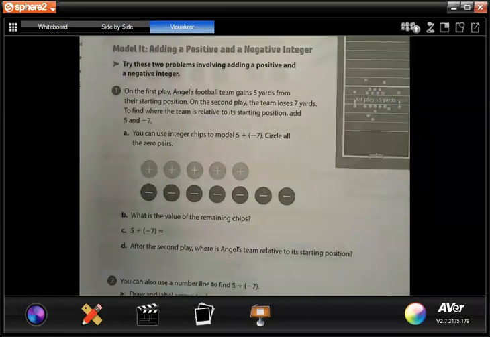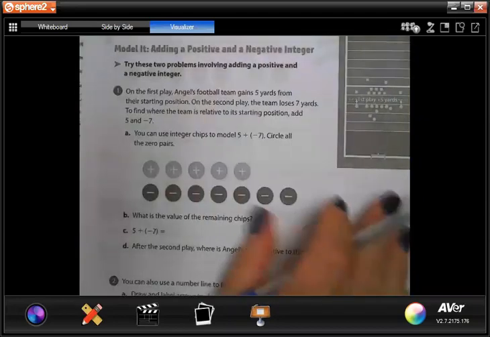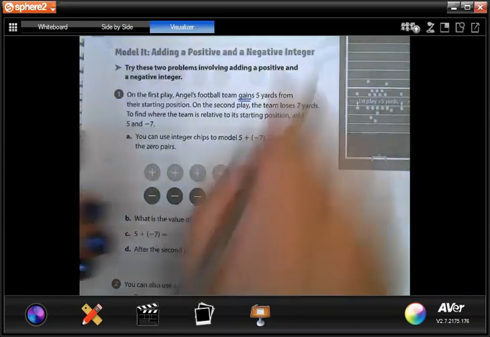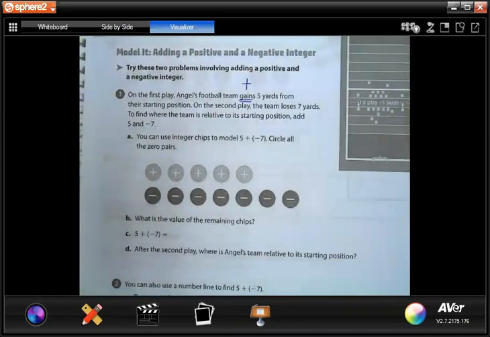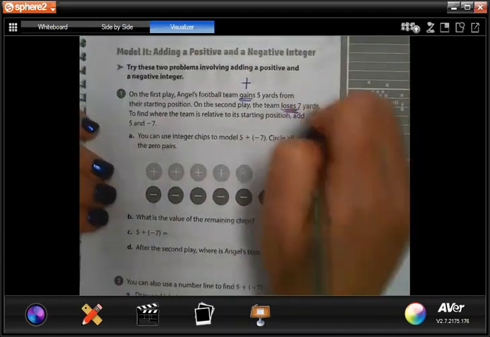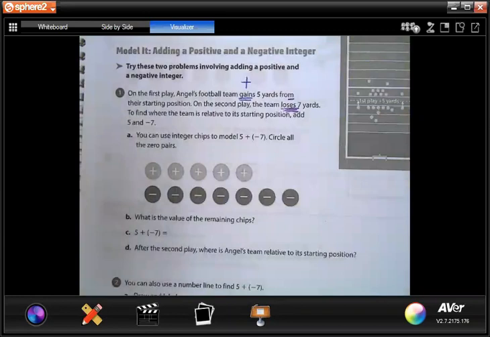All right, so let's take a look at this first example problem. On the first play, Angels football team gains, keyword right here. Whenever you see the word gains, that is a positive. Gains 5 yards from their starting position. On the second play, the team loses 7 yards. So that is a negative, right? So look for key words.